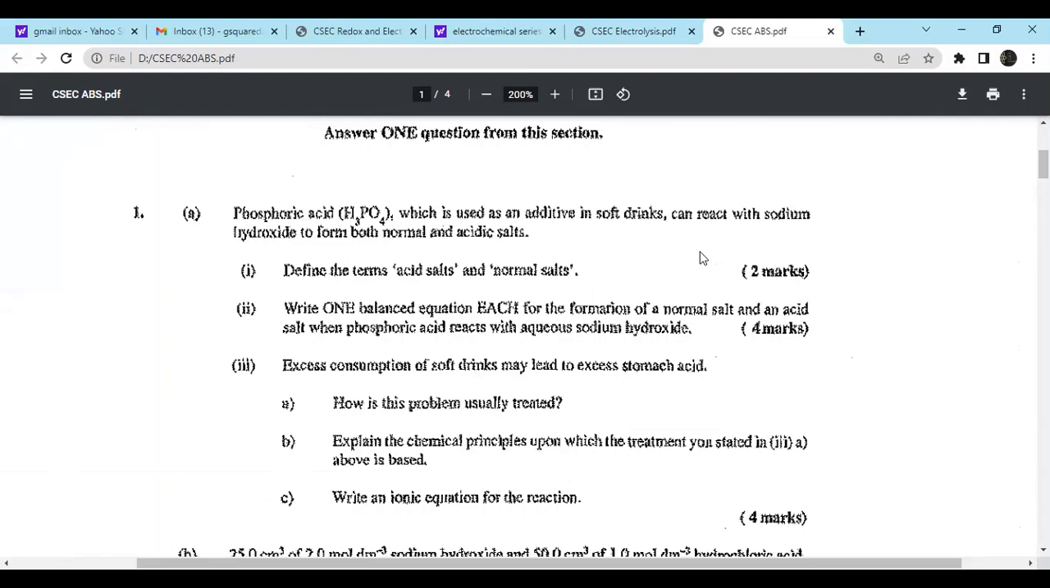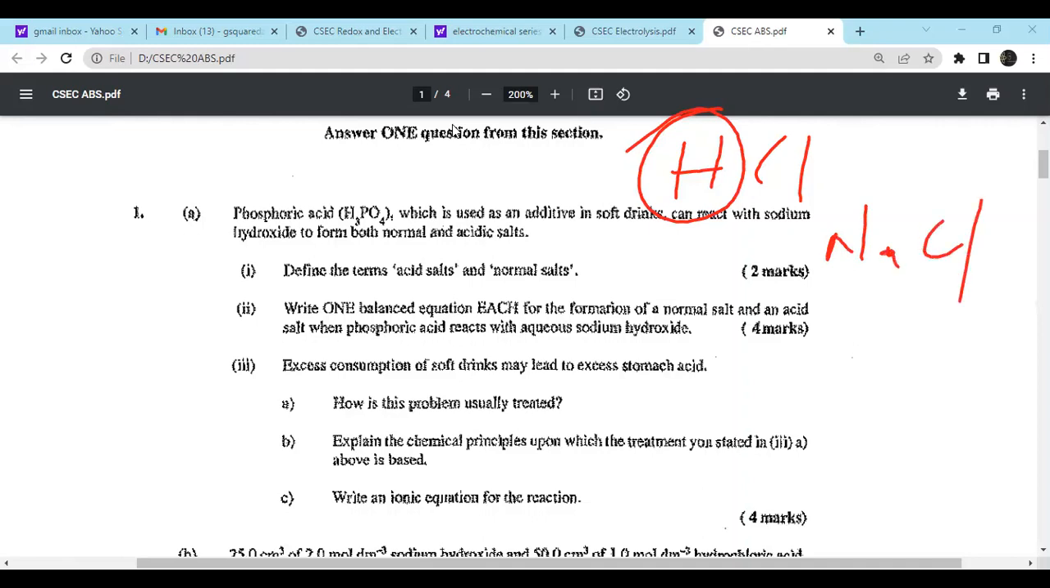Okay, so the next thing we want to define is a salt. I tend to define a salt more in the sense of what happens for a salt to form. So a salt is formed when the hydrogen in an acid is replaced by a metal or the ammonium ion. So let's see what we're saying by that. All we're simply saying is that if you have an acid, HCl, and you replace the hydrogen with a metal such as sodium, you're going to get sodium chloride, and that's a salt. If you replace it with NH4, you're going to get ammonium chloride, which is also a salt.